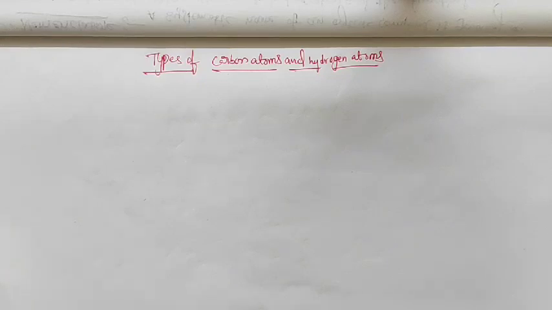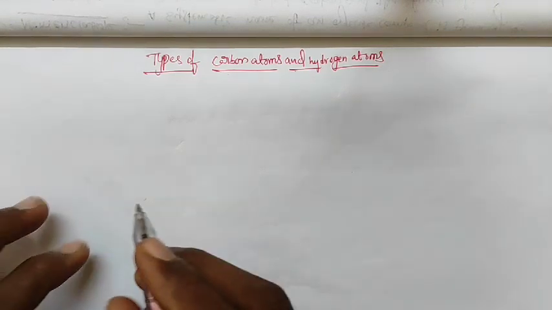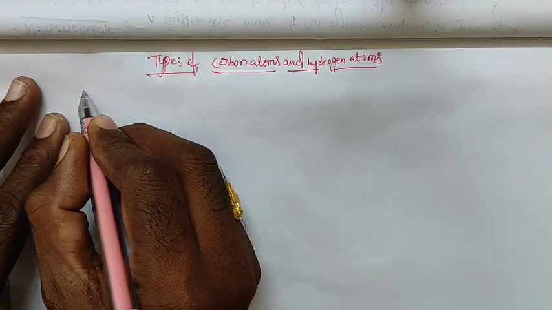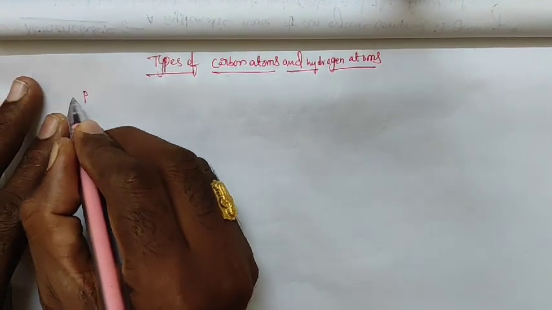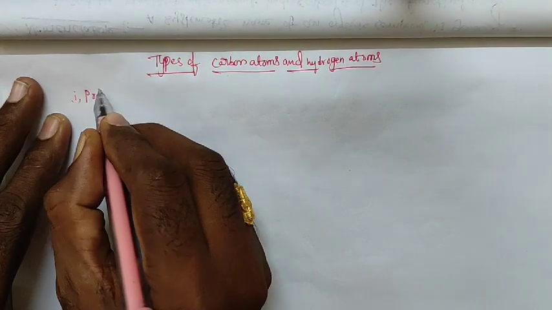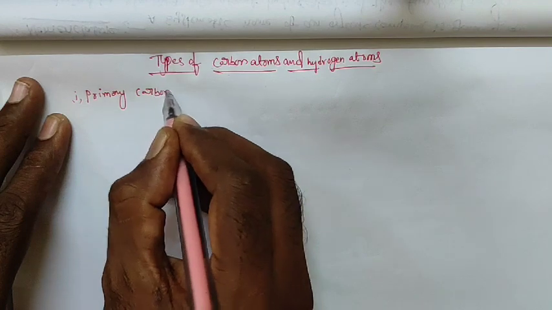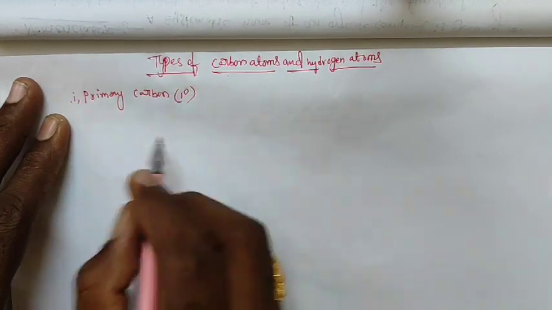Hi students, today we will discuss types of carbon atoms and hydrogen atoms in an organic compound. Types of carbon atoms means which types of carbon atoms are present in one molecule of an organic compound. For example, first, primary carbon. Primary we can represent like this.